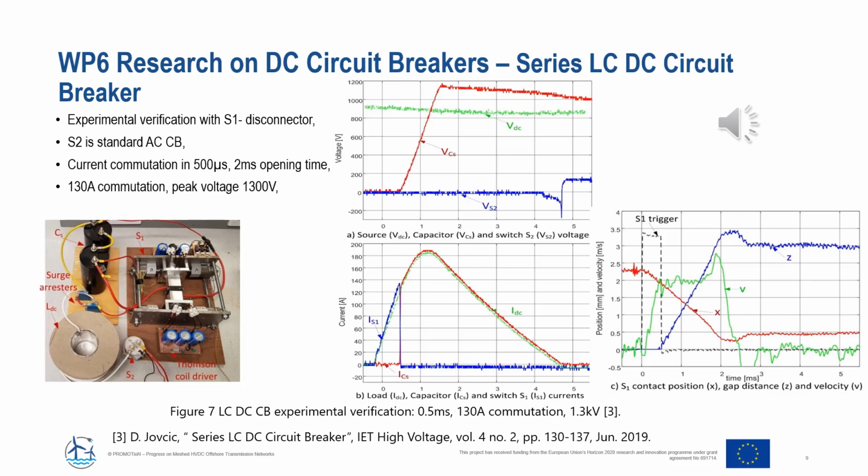The graph on the right shows the measurements on the ultrafast disconnector. We can see that the contact position is increasing from 0 seconds. The separation distance, Z, is increasing from 500 microseconds. And we can see that the contacts have a velocity of approximately 2 meters per second.